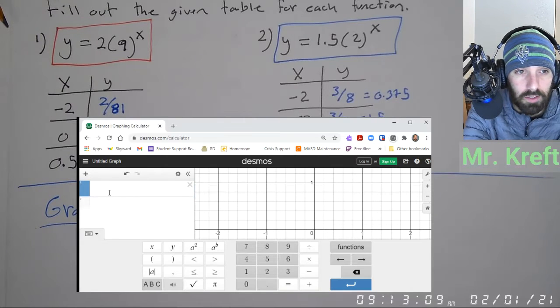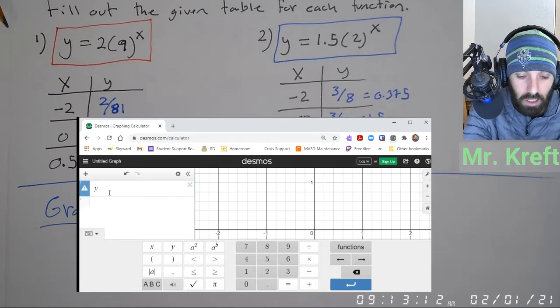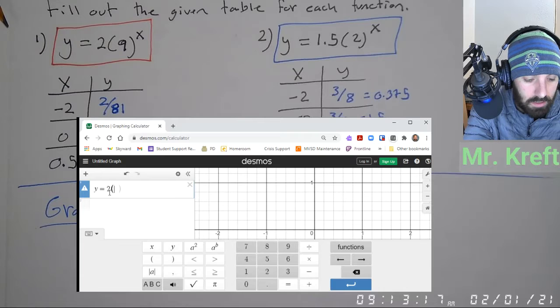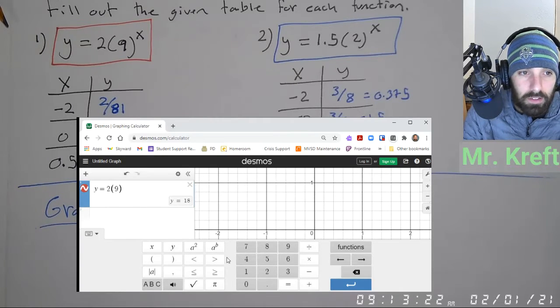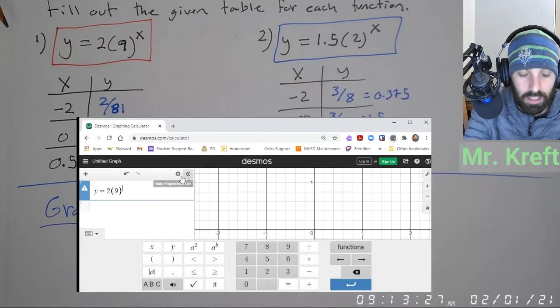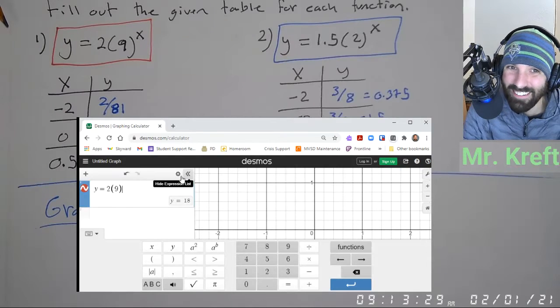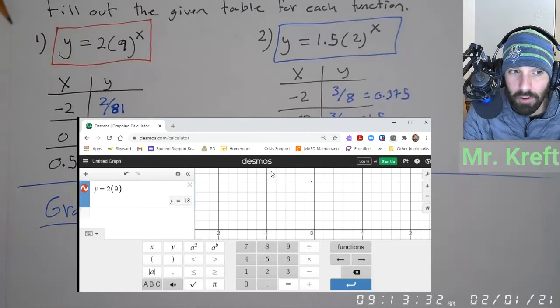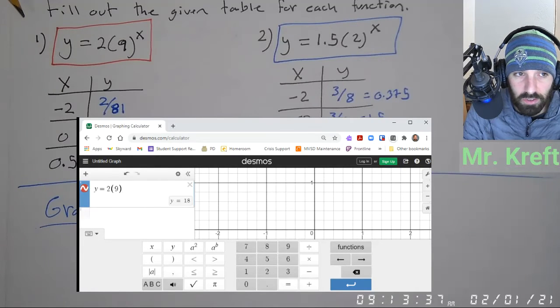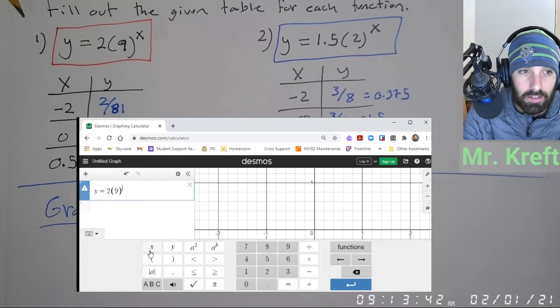So now you can use the keyboard for this, and the keyboard's probably going to be the easiest. I'm going to go y equals, and then I have 2 parentheses 9. And then to get the exponent here, I can either do shift 6. Okay, so on your keyboard, you can hit shift 6. And you can see that little caret button we talked about last time above the 6, right? So if you hit shift 6, it will do that. Or you can hit the A to the B button. And then that's where we're going to type X. That's our input.